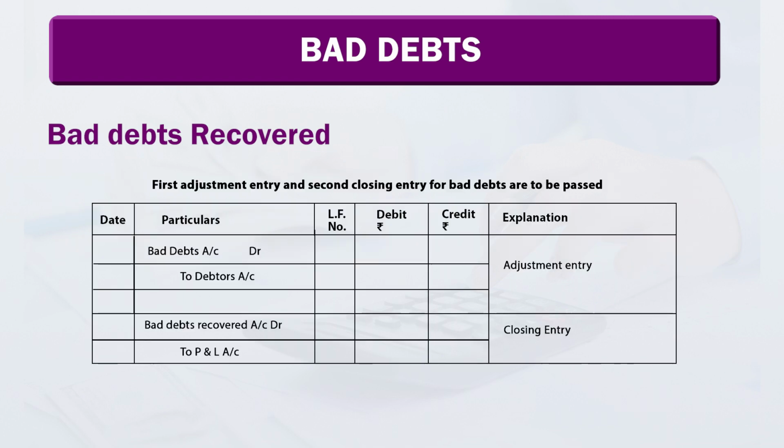So, here in the first case, to bad debts recovered account, whatever amount we have recovered, that we have to credit. Because we have received the amount, bank account will be debited and bad debts recovered account will be credited. This is our income. So, we will pass a closing entry for that. So, bad debts recovered account is debited to profit and loss account.